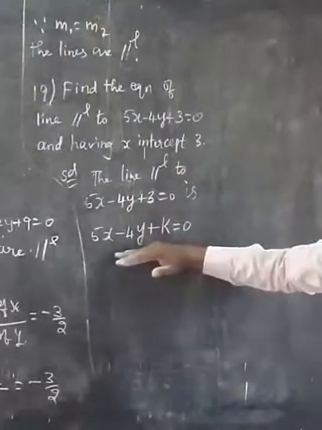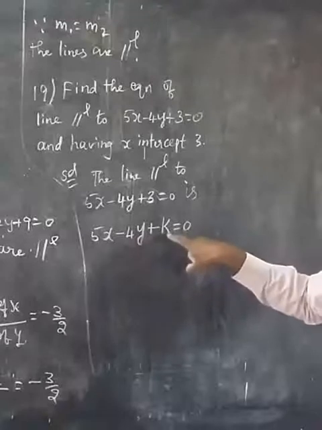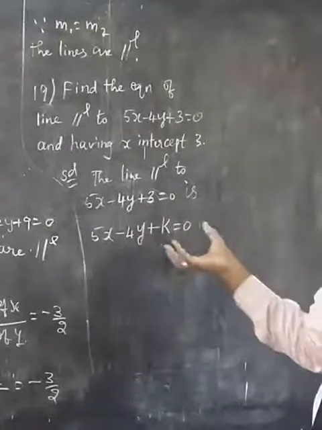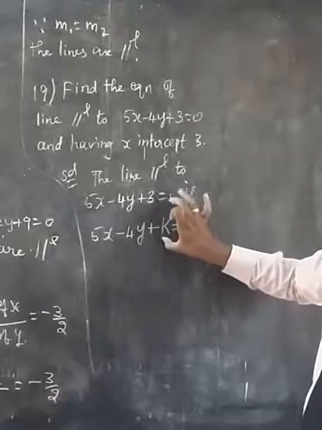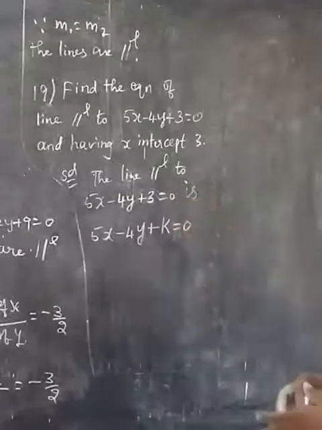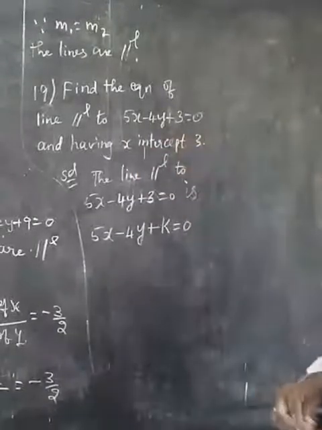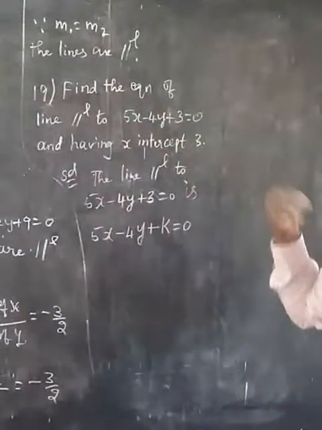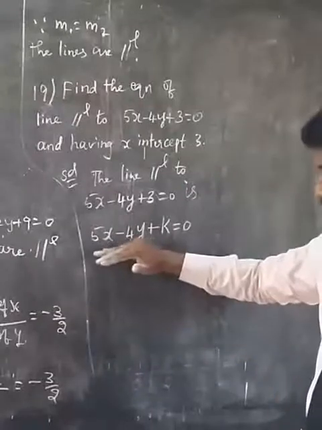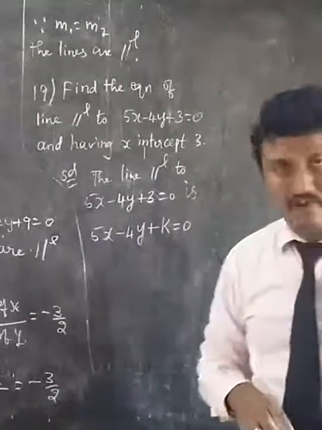So this is what we need to find. If we find the k value, then we can easily give the answer. We just don't know k. We have to find the k value, for which we have to use this clue: the x intercept is 3. Since the intercept was given to us, I am going to convert this equation into intercept form.